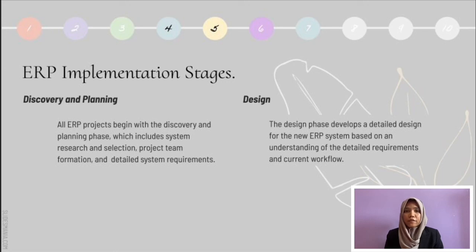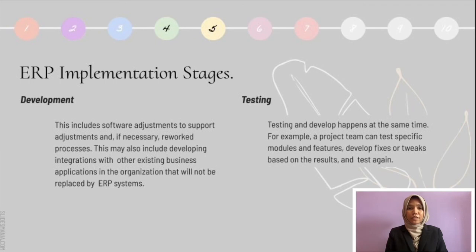The design phase develops a detailed design for the new ERP system based on an understanding of the detailed requirements and current workflow. The third one is development. This includes software adjustment and, if necessary, reworking processes. This may also include developing integration with other existing business applications that will not be replaced by the ERP system. The fourth one is testing.